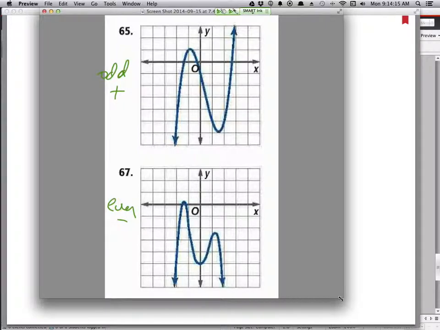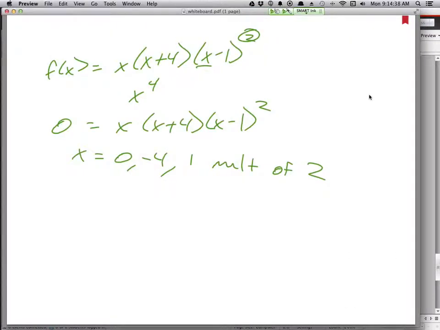Excellent. So, we learned how to determine end behavior of a function, and we were finding its zeros, and using all that to get a pretty good idea of what the graph was going to look like. Any questions on that? Okay. Alright, here's your assignment.